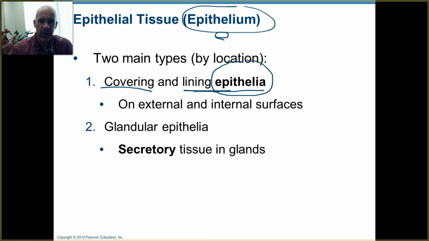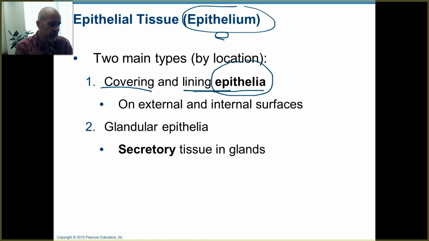So again, you find these on external and internal surfaces, internal linings. Any place on the body where you have a space, that space is going to be lined with epithelial tissue. So if you're inside a blood vessel, even a microscopic one, that inner lining is going to be epithelial tissue. Your trachea, that inner lining there, is going to be composed of epithelial tissue. The insides of your cheeks, that lining consists of epithelial tissue, any place where you have a space.